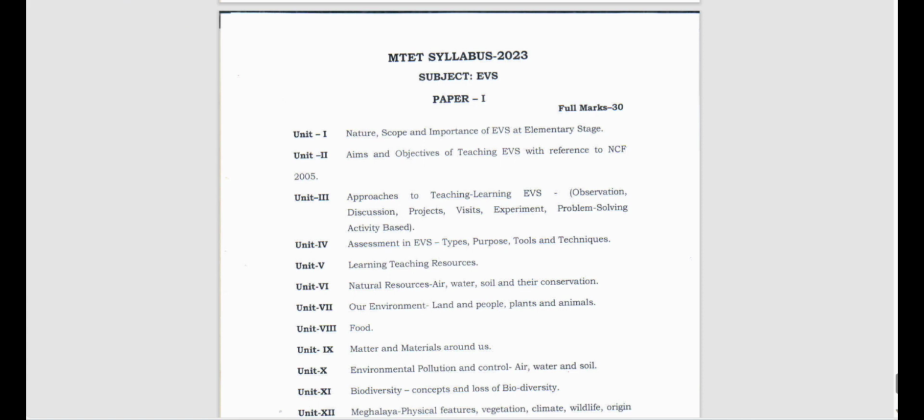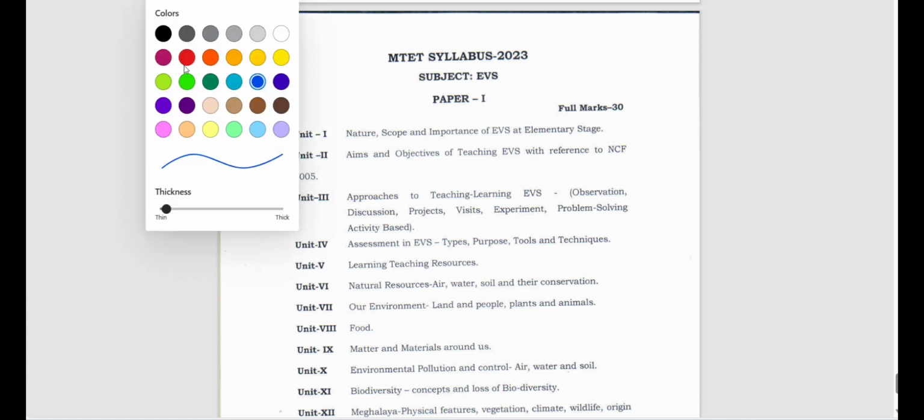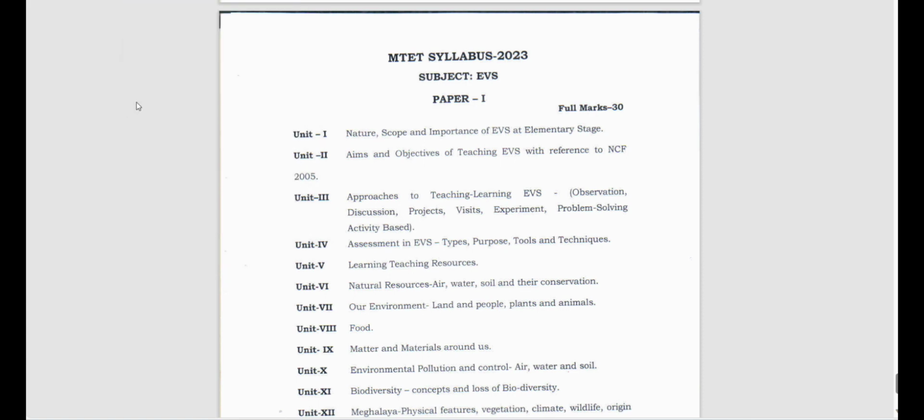All right, so let's see unit wise. First we have the nature, scope, and importance of environmental studies at elementary stage.